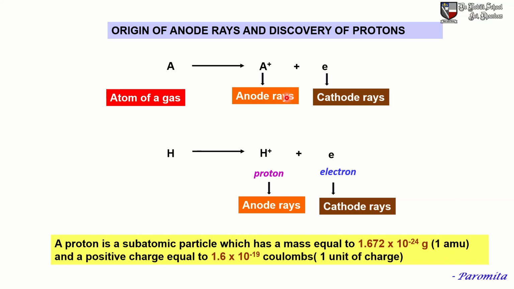As an electron has negligible mass, the particle A plus will have the same mass as that of the neutral atom of the gas A. So the value of e/m, that is charge by mass, will differ from gas to gas in the case of anode rays. Now these anode rays travel in the form of canal rays.